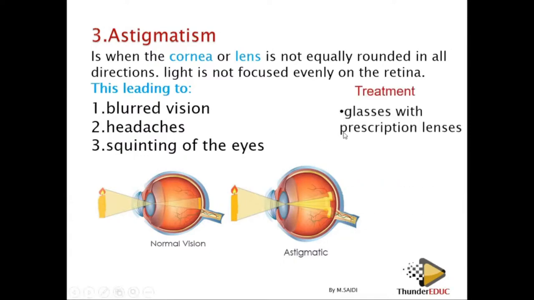Treatment. How do you treat this? Number one, you can treat it by putting on glasses with prescription lenses. It means that it depends on the severity of your astigmatism, then the prescription of lenses will be given to you. Then contact lenses. It means that you can put it on your eye so that it can bring about the normal focusing of the image.